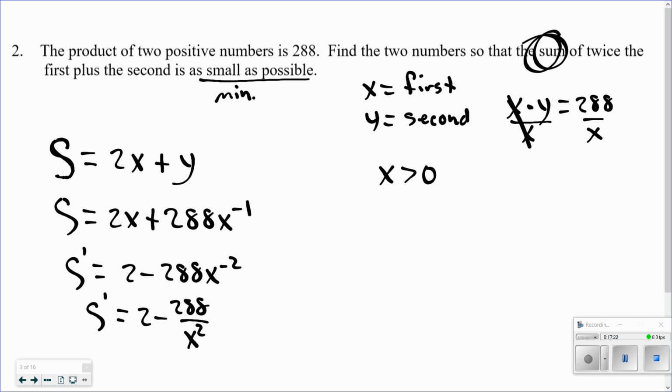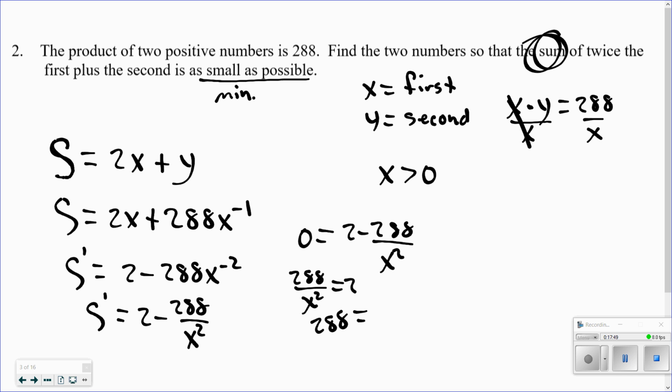Okay, we want to find out when the derivative equals 0, so plug 0 in for the derivative. We're finding our critical numbers here, right? By the way, 0 would be a critical number, but we just said x has to be greater than 0, so I don't have to worry about that. So 0 equals 2 minus 288 over x squared. I'm going to add that to the other side. 288 over x squared equals 2, multiply by the x squared, divide by 2, 144. Take the square root. So x equals plus or minus 12. Those are my two critical numbers.